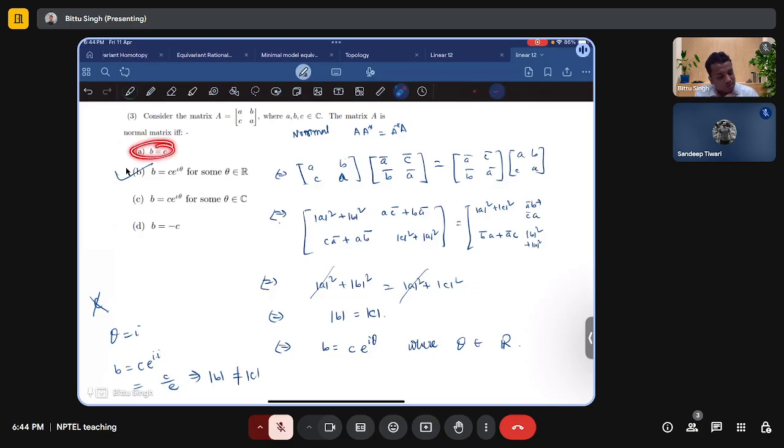So those conditions, B equal to minus C or B equal to C, will imply A is normal, but the reverse is not true. Because we can choose something, for example, C to the power i pi by 4. If we choose this, then B is not the same as C, and B is not the same as minus C. So only B is true.